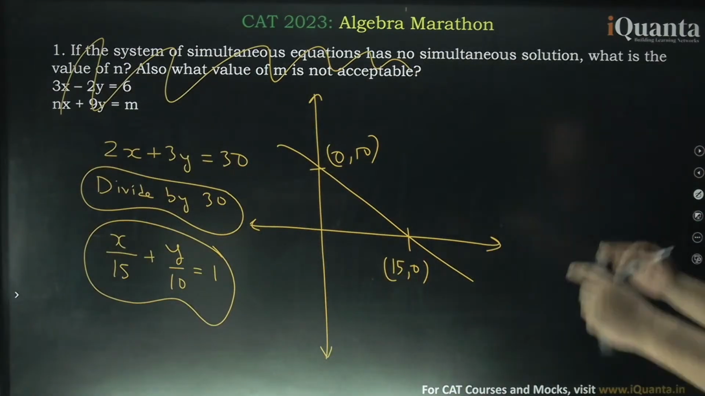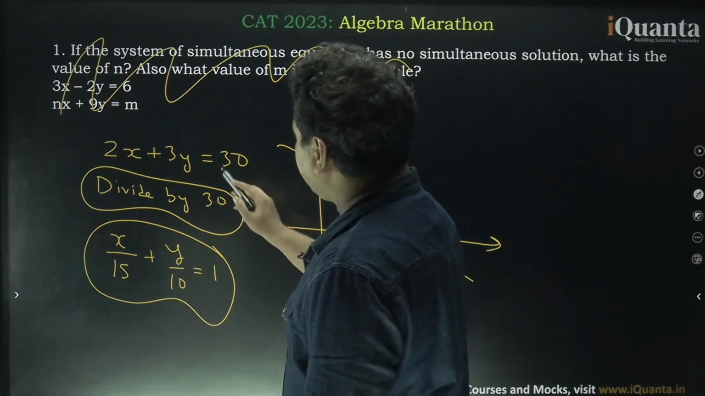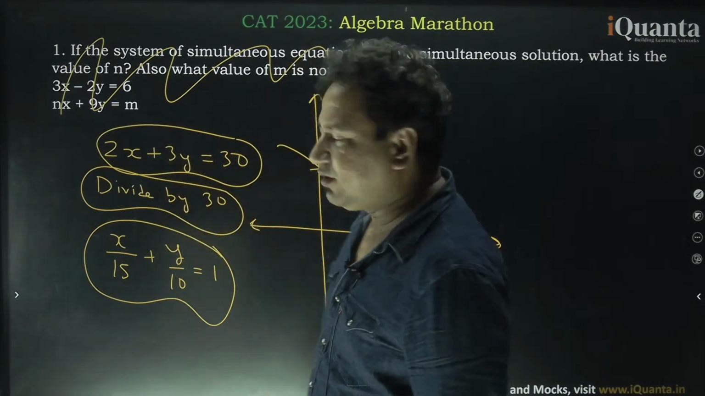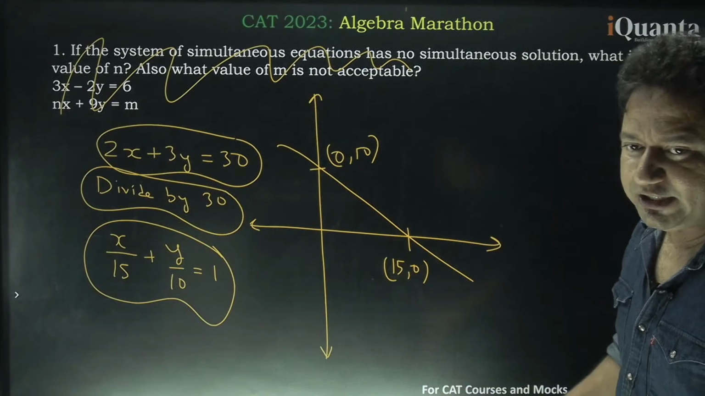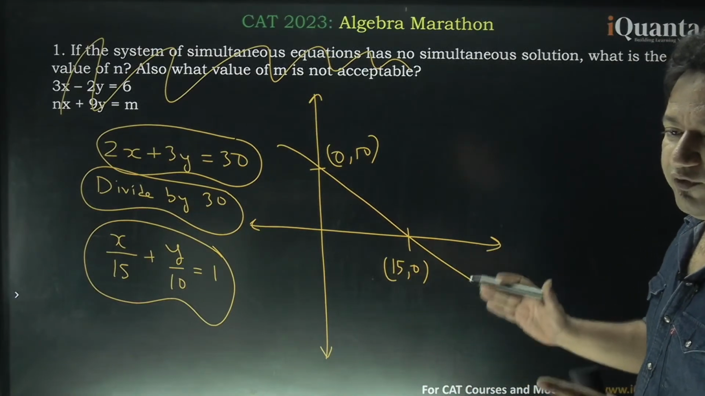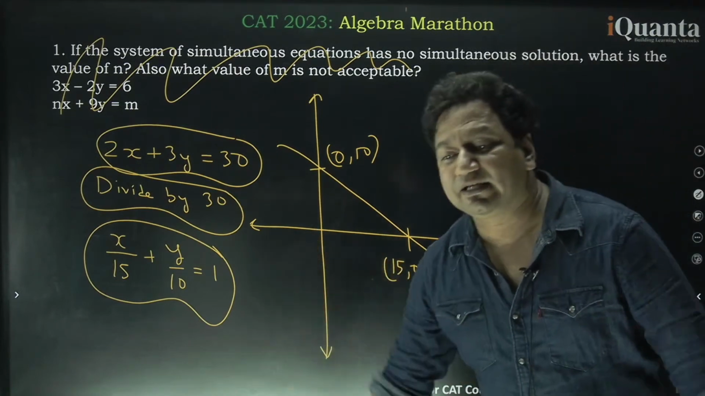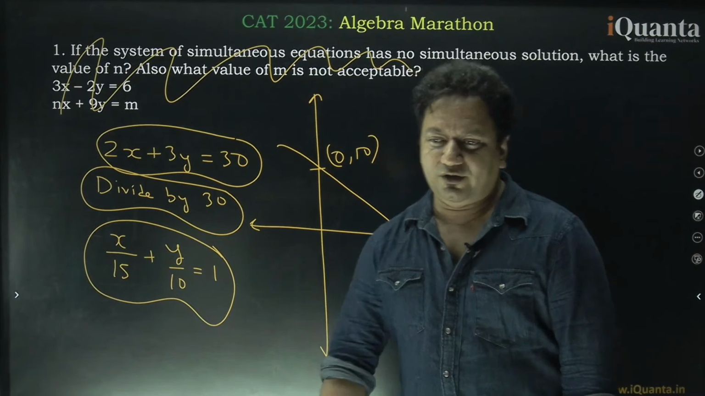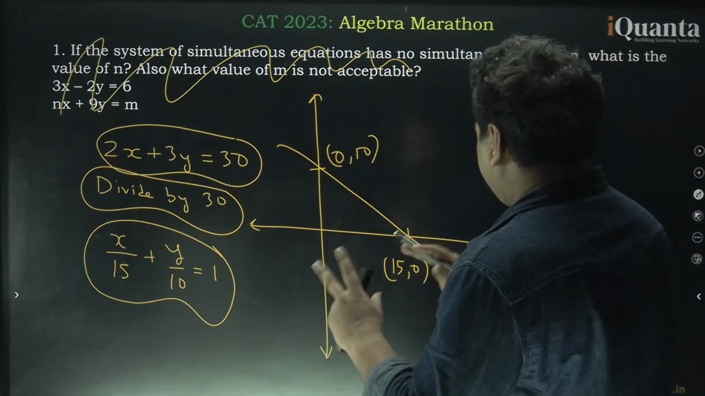So if someone asks you, let's say the question goes like this, this is given to you, and they will ask, for which of the following conditions can we have infinite solutions? Can we have finite solutions, or can we have no solutions? Now understand this part. Tell me something.